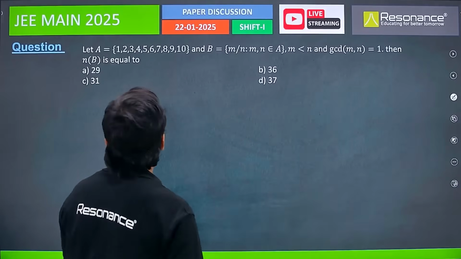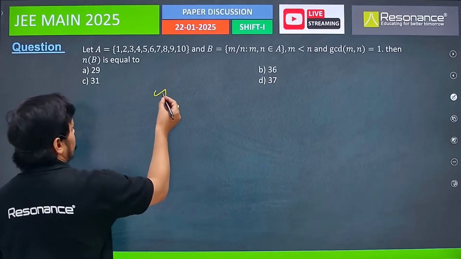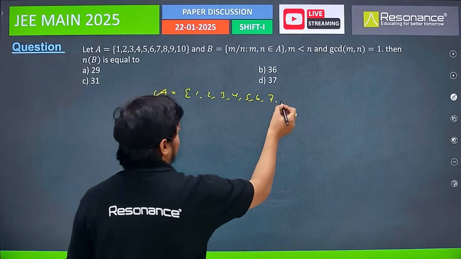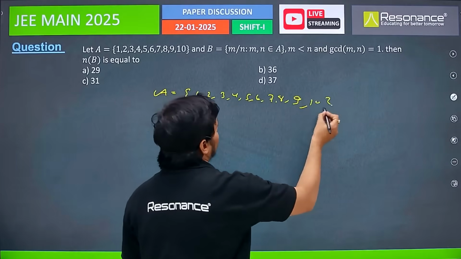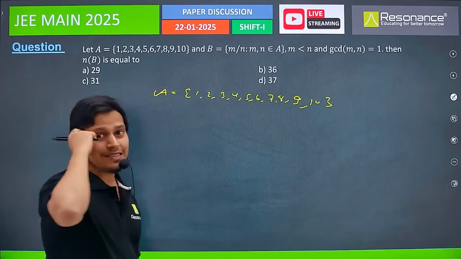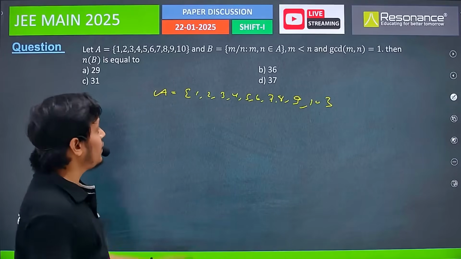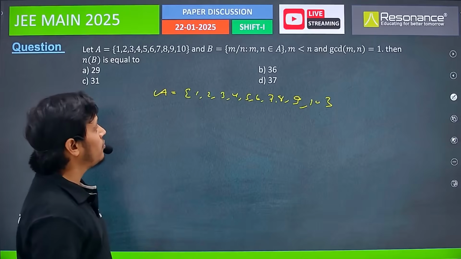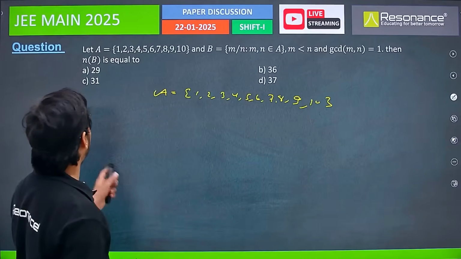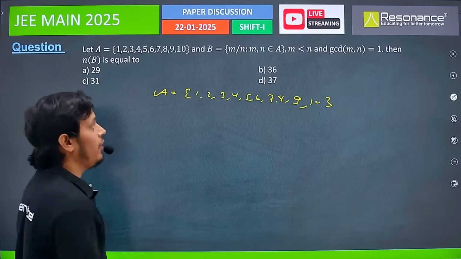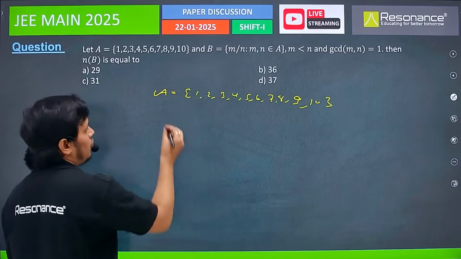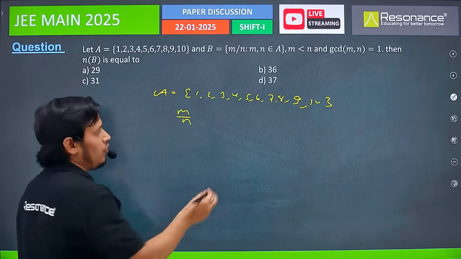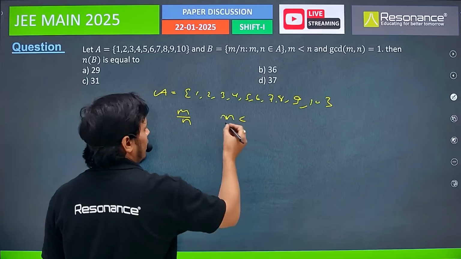Next question. A is a set: 1, 2, 3, 4, 5, 6, 7, 8, 9 and 10. Now B is a set of the elements m by n, where m is less than n, m will always be less than n, and the greatest common divisor of m, n is 1. Then find n(B), the number of elements in set B. So what is the condition? m by n form, where m is less than n.